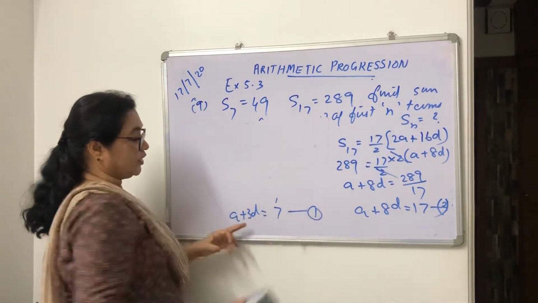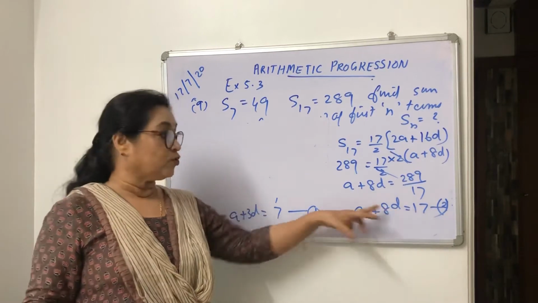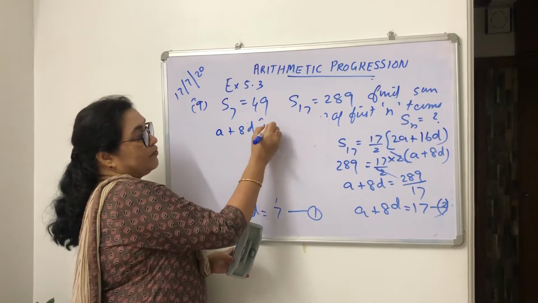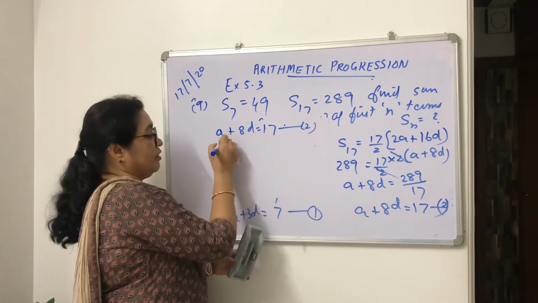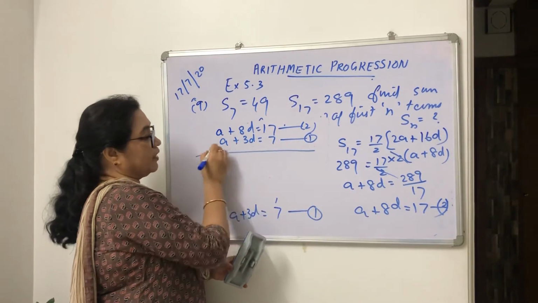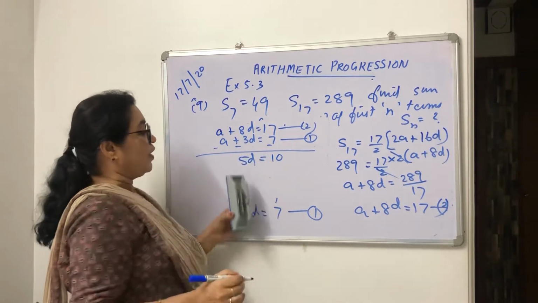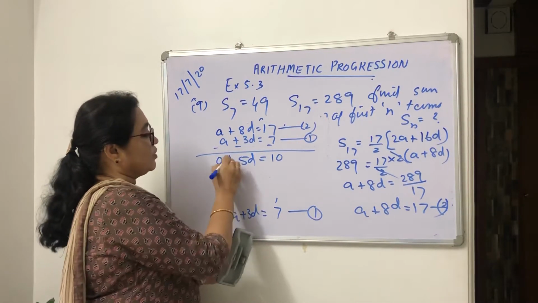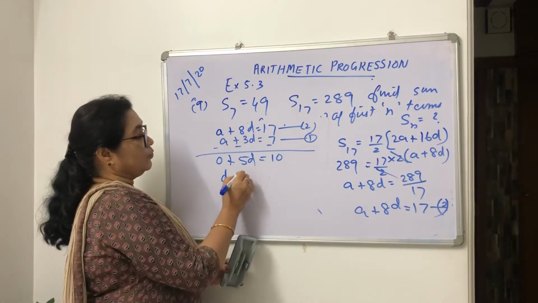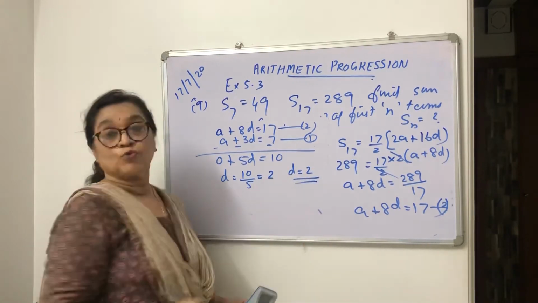First equation you got a plus 3d is 7. Second equation a plus 8d is 17. You have to solve these two equations. So I am writing a plus 8d is equal to 17, second equation. First one is a plus 3d is equal to 7. Subtracting, we get 5d is equal to 10, since a becomes 0. So d is equal to 10 by 5, which is 2. So you got d is equal to 2.